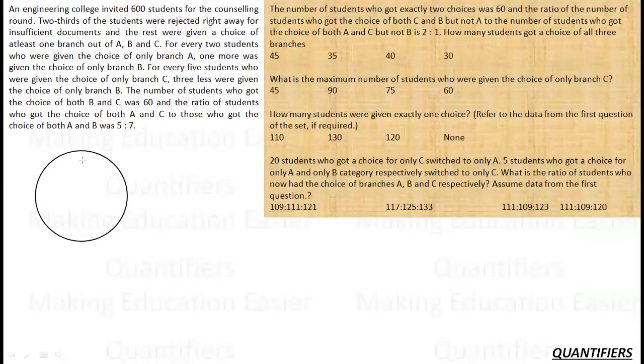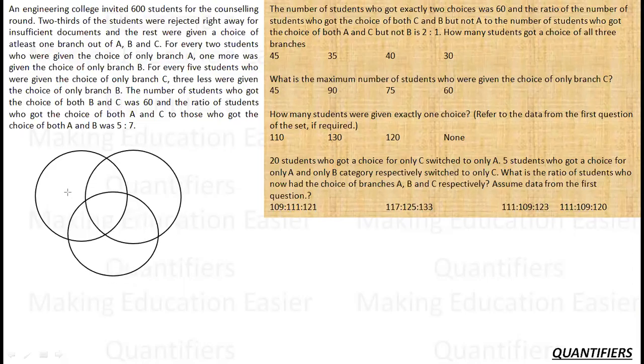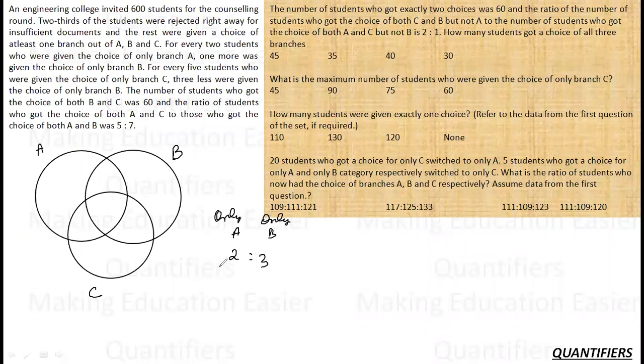So there are three branches, A and B and C. Now, what is given to us? The number of students, for every two students who were given the choice of only branch A, one more was given the choice of only branch B. So only A and only B. So if here there are two, then here there is one more than two, that is three. So for every two kids one more. So 2 and 3. A is to B is 2 is to 3.